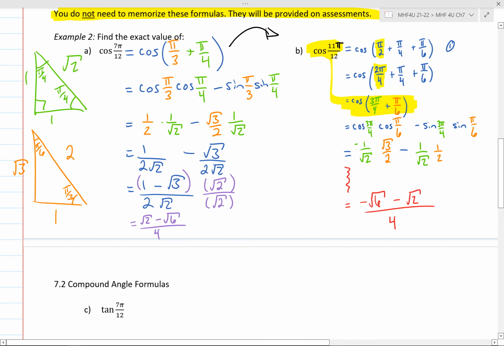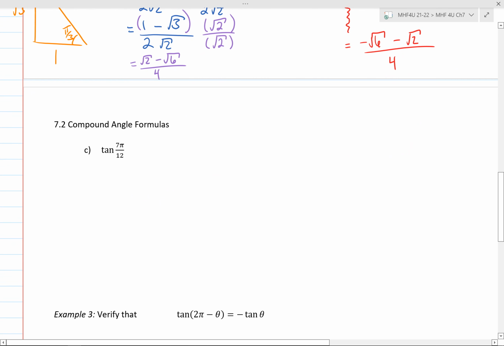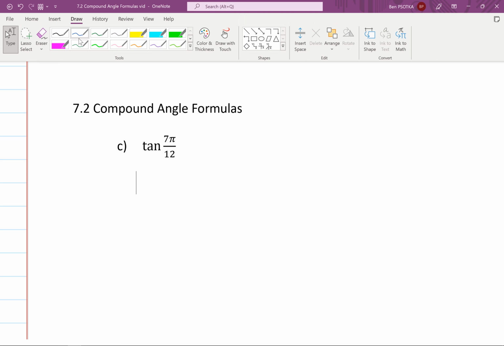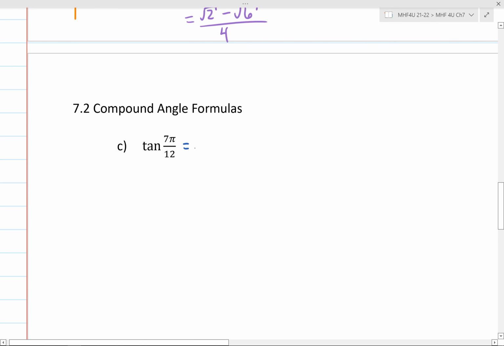All right, well, let's look forward to 2c. Well, when we're working with 2c, all of a sudden we're working with a different compound angle formula. How do I know that right away? Well, because this time it says tangent, not the cosine of our angle. Here again, we're working with 7 pi over 12. We just worked with 7 pi over 12, so I'm going to go through that pretty quickly.